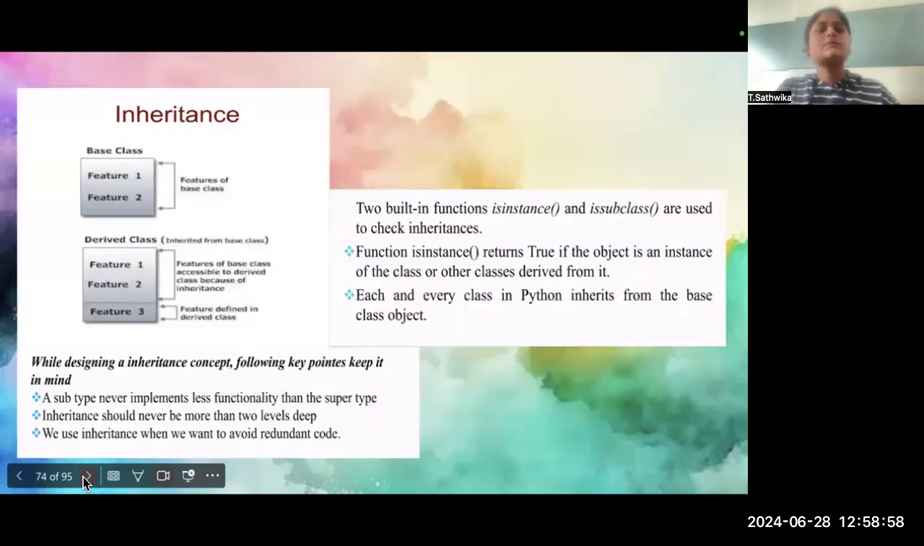Now, let's consider this base class and derived class. Here, the base class has its own features 1 and 2. These are the features of the base class. And the derived class, which is inherited from that base class, has its own features 1, 2, and 3. Features 1 and 2 are the features of the base class, which are accessible to the derived class because of inheritance. And feature 3 is its own feature, which is defined in the derived class.